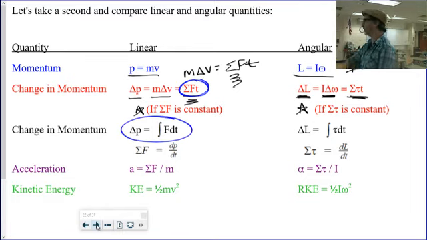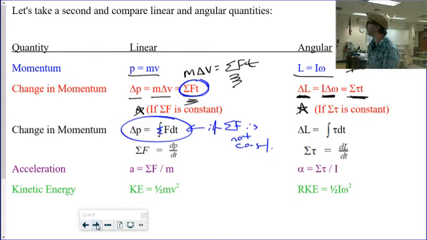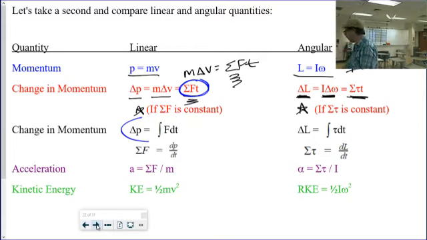We have to take this integral, right? So your change in momentum, this is if your net force is not constant. I forgot my little net symbol there in front of my force. Sorry, I got a little sloppy. So here, this is supposed to say the integral of net force with respect to time.